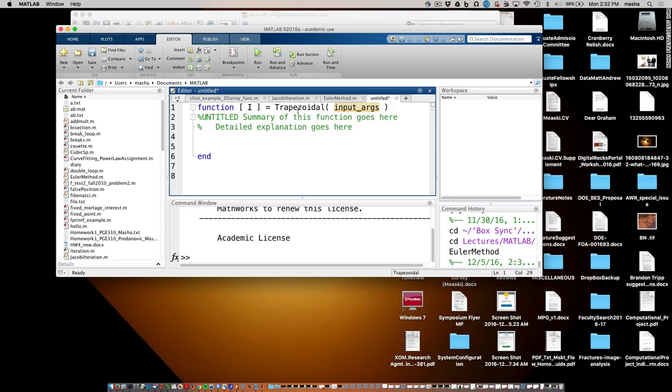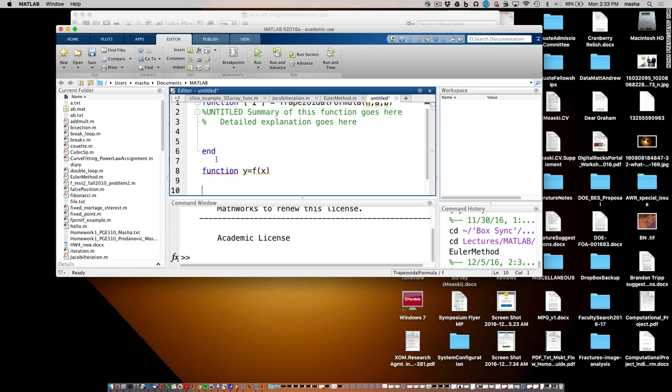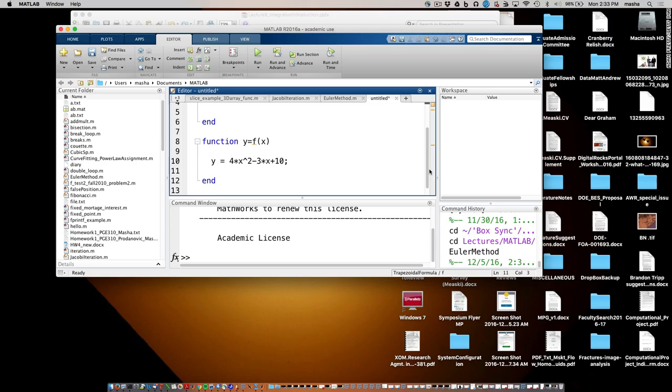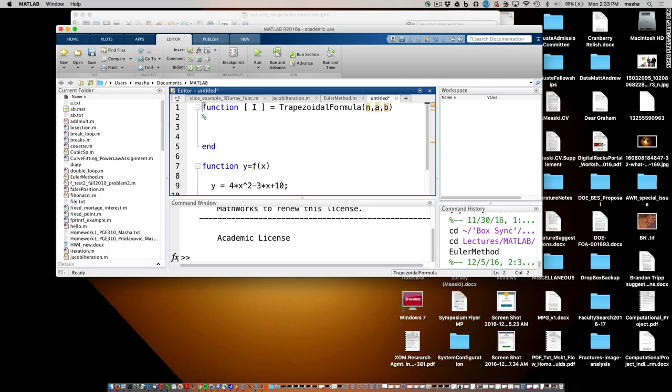So new function. My output will actually be this integral, okay? And I'm going to call it trapezoidal formula. Input arguments will be the number of intervals, and a and b, my endpoints. How's that? And the function that I'm going to write down below, function y equals f of x, and your y is equal to 4 times x squared minus 3 times x plus 10. So you can just simply use this as a function f of x.